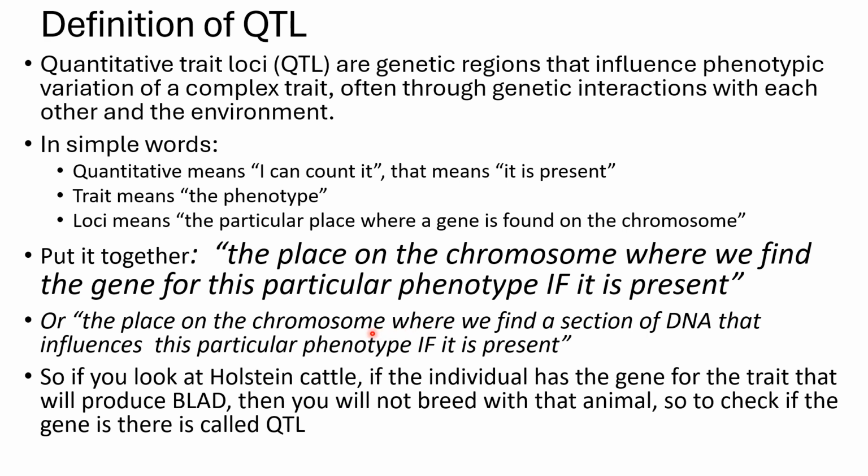Okay. So if you look at Holstein cattle, if the individual has the gene for the trait that will produce BLAD, the disorder, then you will not breed with that animal. So to check if the gene is there, it's called the QTL.